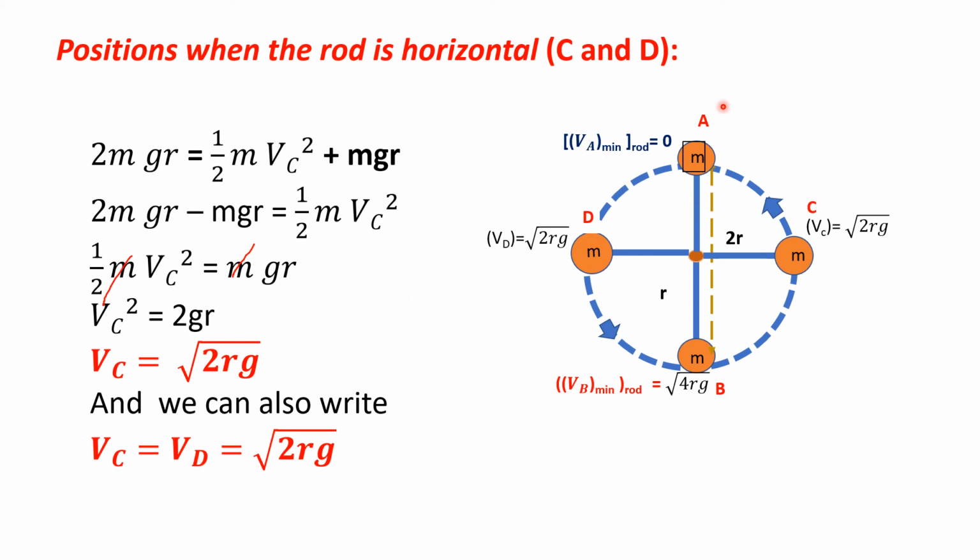So this is a diagram of the rod attached to the bob and performing a vertical circular motion, and it also denotes all the velocities. When the rod is at the uppermost position, the velocity is 0. When it is at the bottommost position, the velocity of the rod is always given by square root of 4rg, and when the rod is horizontal, the velocity of the bob is always given by square root of 2rg.